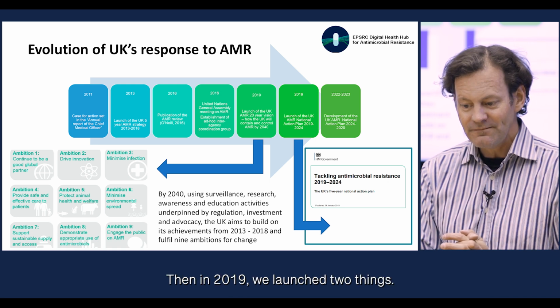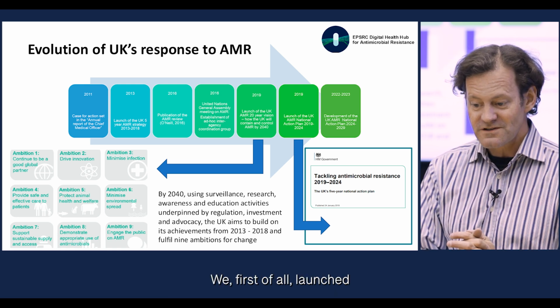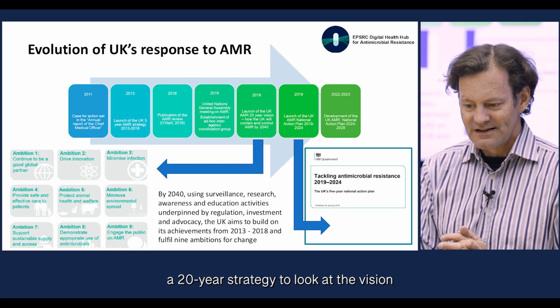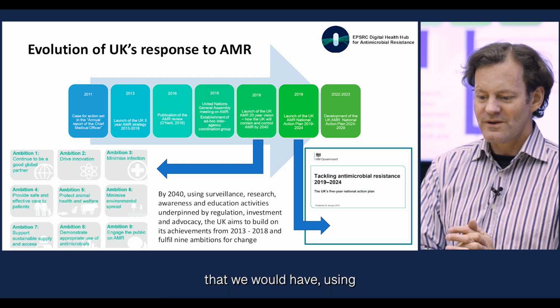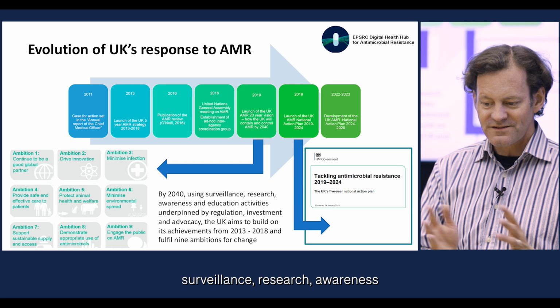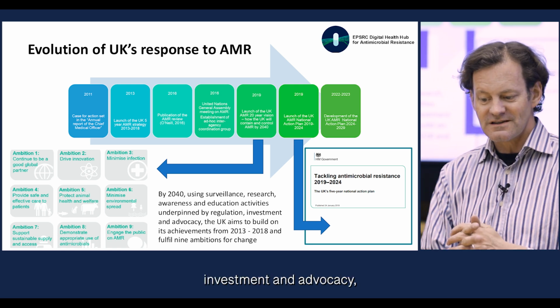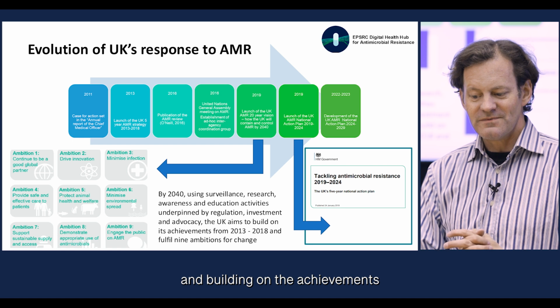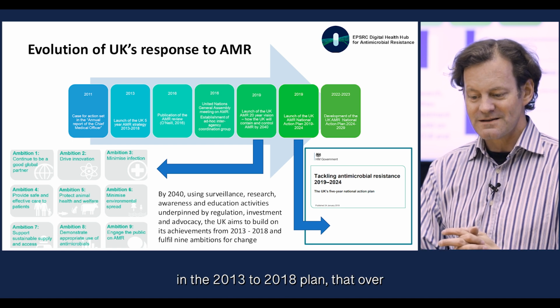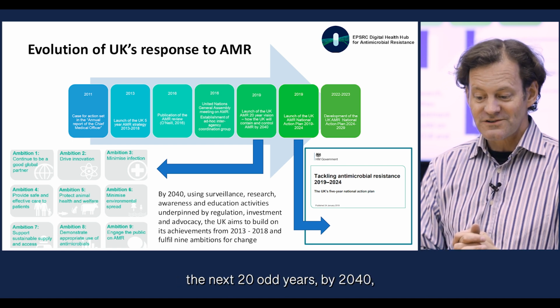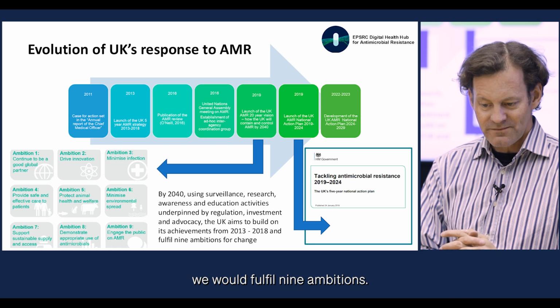Then in 2019, we launched two things. We first of all launched a 20-year strategy to look at the vision that we would have using surveillance, research, awareness, and education activities underpinned by regulation, investment and advocacy, and building on the achievements in the 2013 to 2018 plan, that over the next 20 odd years, by 2040, we would fulfill 9 ambitions.